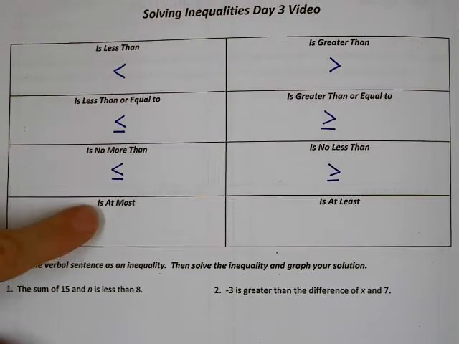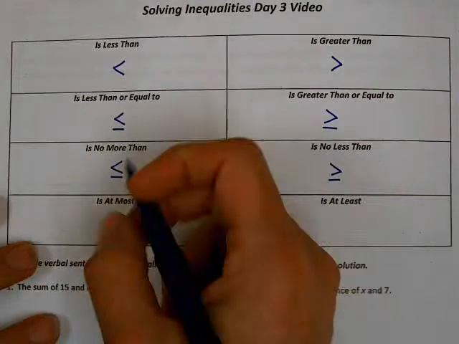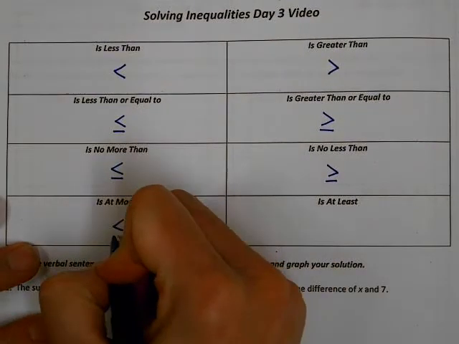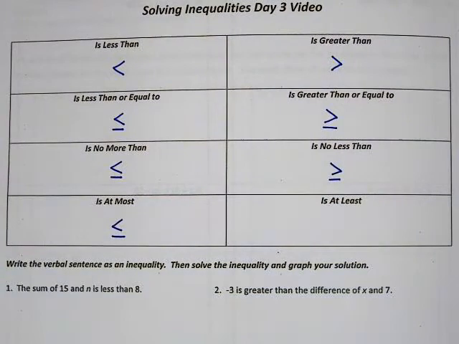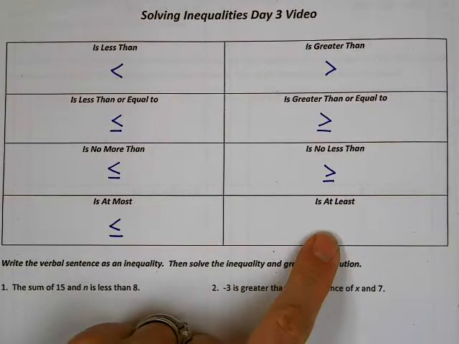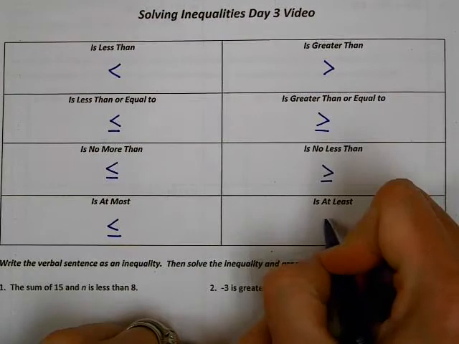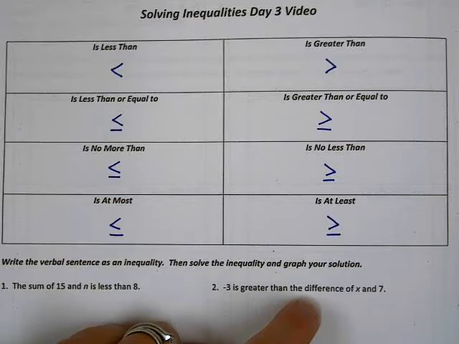Is at most. So is at most is going to be less than or equal to. And then is at least is going to be greater than or equal to.